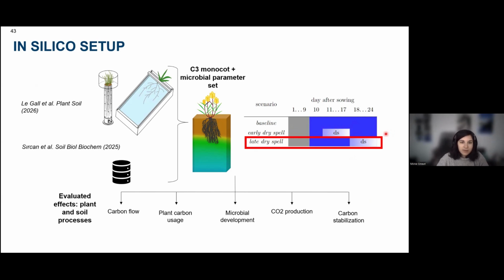And so we wanted to look at the effect of those different scenarios, for one specific plant and microbial parameter set, regarding the allocation of carbon.